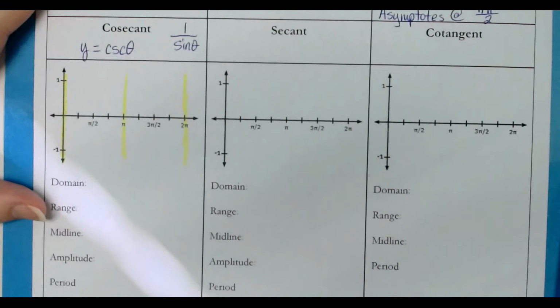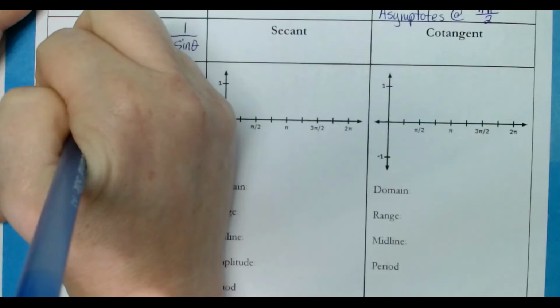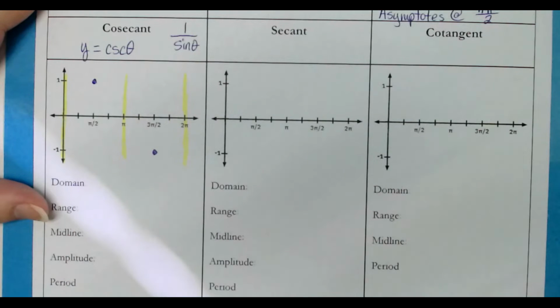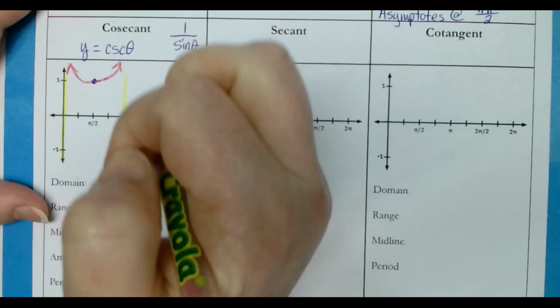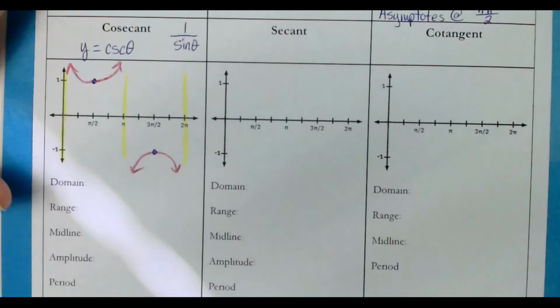Now remember, it's like we cut the wave and we split it. So at pi over 2, my value is still 1, and at 3 pi over 2, my value is still negative 1. But we cut the wave right down the x-axis, and we flip that wave up and out of the way. So this would be my cosecant wave.